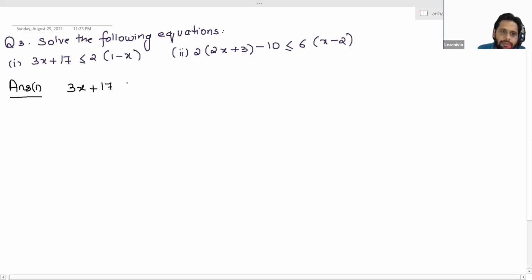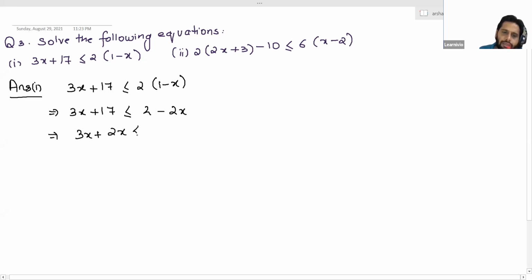3x plus 17 less than equal to 2(1 minus x). Okay. So 3x plus 17 less than equal to, please open this bracket. Rishan, very good. This is correct. So please open this bracket, write this minus 2x and shift this minus 2x to the right side. We will get 3x plus 2x less than equal to 2 minus 17. So this is 5x less than equal to minus 15.